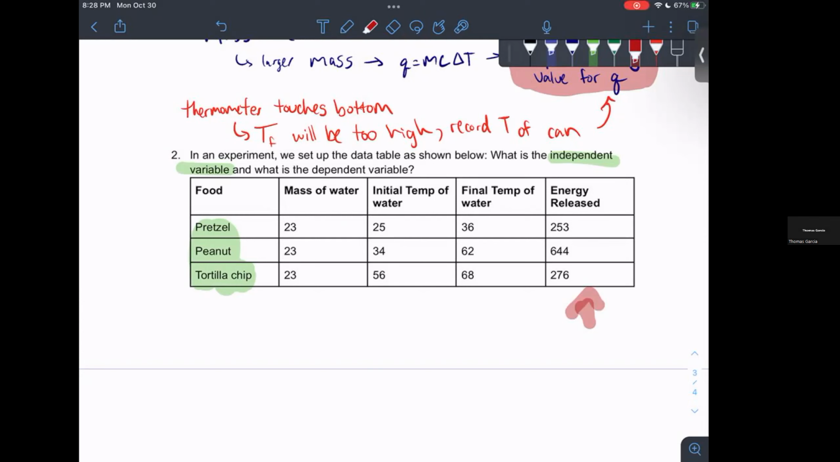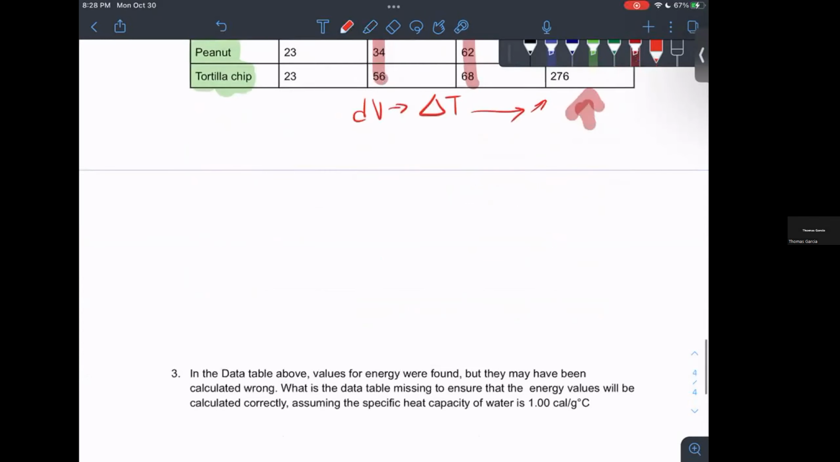But our dependent variable isn't actually on this table. It's a summation of the initial and final. It is our change in temperature. So our dependent variable is change in temperature. This one's a little harder because you have to derive that. From there, you can get to our secondary dependent variable, which is actually energy release. But you need to make those steps. Show me that you understand what we are measuring.